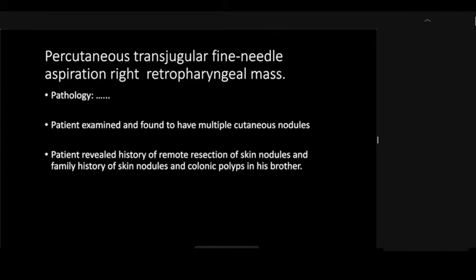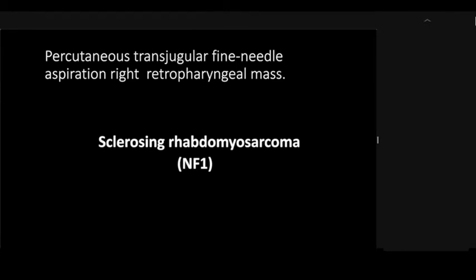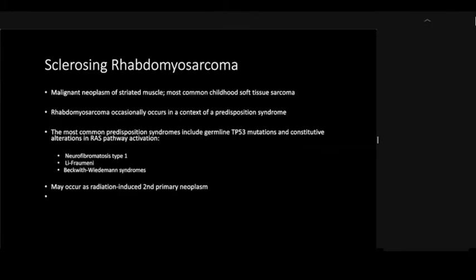After thorough clinical investigations, it was made known that the patient actually had NF1. He did refuse genetic testing. So before I go to the diagnosis, I'll pause for a second. We have a patient who has NF1 and has this very enhancing mass in his neck and a history of GIST. The biopsy reveals sclerosing rhabdomyosarcoma, which is a very rare tumor in adults.